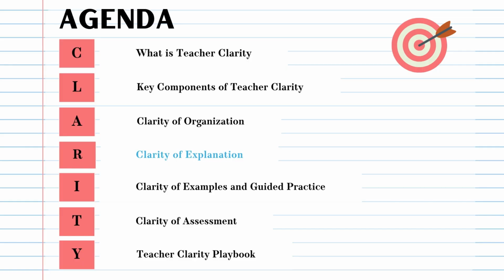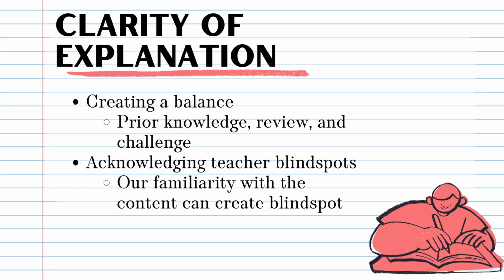Let's talk about clarity of explanation. When it comes to clarity of explanation, we want to make sure that there's a balance between what students already know, or their prior knowledge, what we may need to review or make sure that they have a solid understanding of, and then how do we challenge students to apply the information that they are learning?